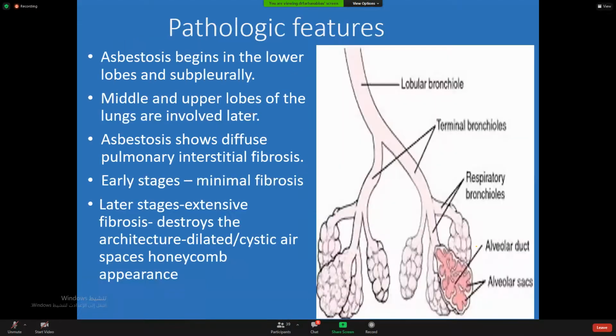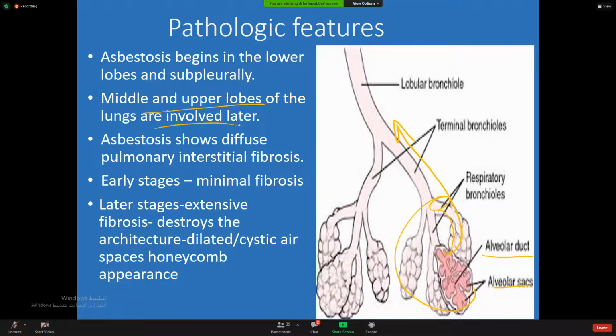Okay, asbestosis is a disease of the lower lobes. So it usually starts at the respiratory bronchioles, and then it travels down into the alveolar ducts and then sacs. And when it is filled, then it moves upwards. So it is from distal to proximal. Okay, the middle and upper lobes are involved later.